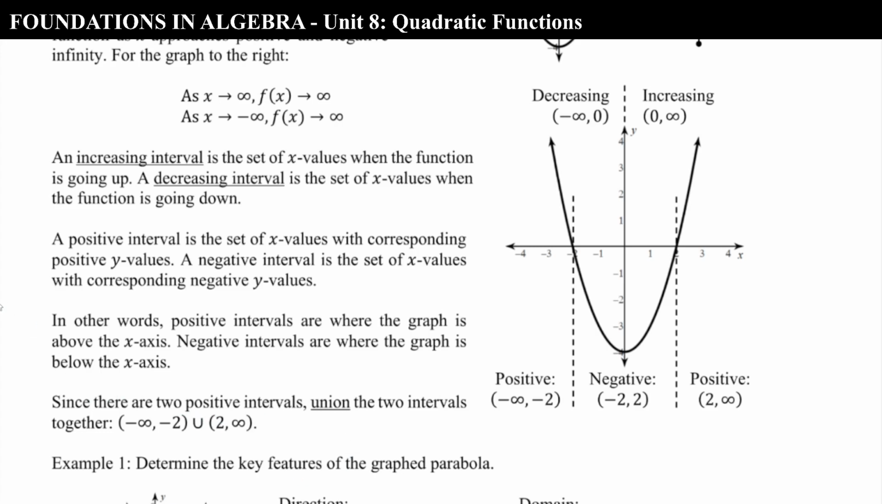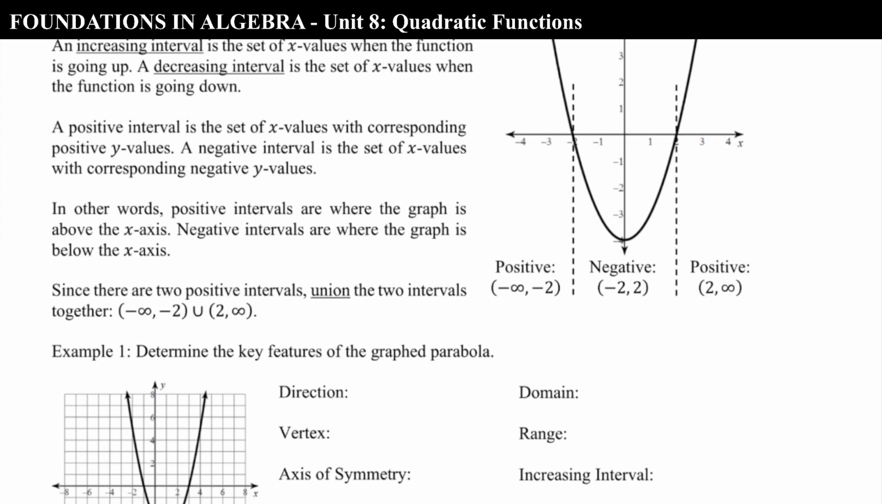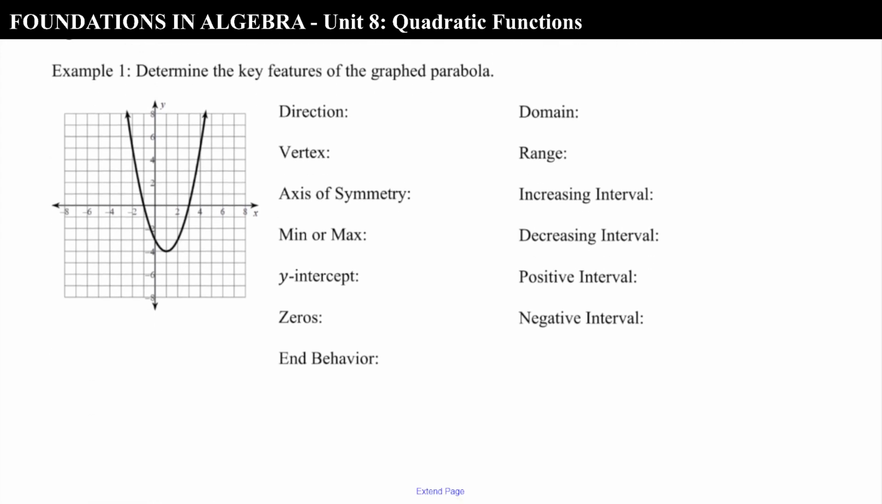Now that we have covered all the different key features that we need to be able to pick out of a graph just visually, let's do an example. So here we're going to determine the key features of this graph parabola. Starting with the direction. Since both arrows are pointed up, we are concave up.